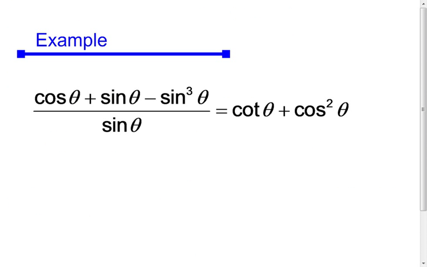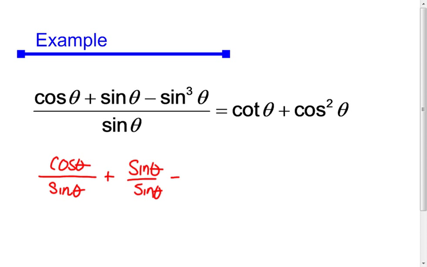This is actually really quick. Sometimes you're going to have this, and the easiest thing to do is to split the fractions up. And so when I split the fraction up here, this is what it's going to look like. I'm going to have cosine over my denominator, which is sine, plus sine over sine, minus sine cubed over sine.